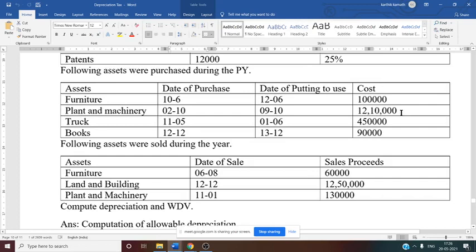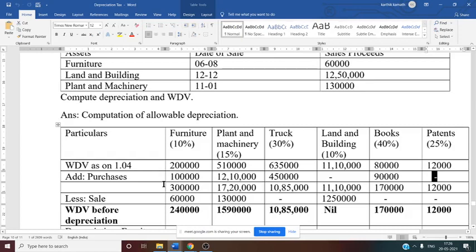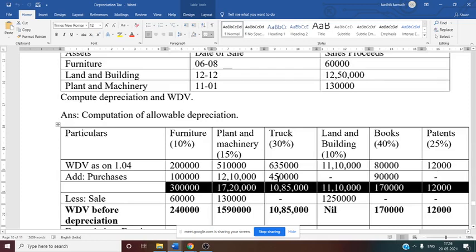So dash. What about book? Book purchase is 90,000, it is given in the question, so you need to write 90,000 under book. Patent, again there is no information whether it is purchased or not, so that is dash. Now we need to calculate one total, that is written down value as on 1/4 of the previous year plus purchases. You need to add the first two. Total for furniture is 3 lakh. For plant and machinery it is 17 lakh 20,000. Truck 10 lakh 85,000. Land and building 11 lakh 10,000. Book 1 lakh 70,000. Patent 12,000.